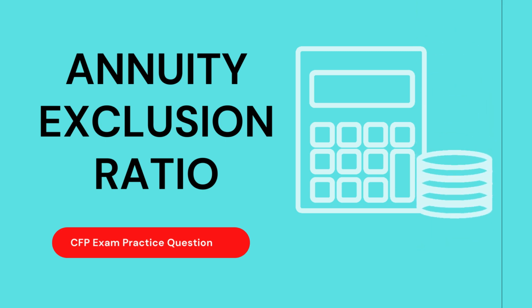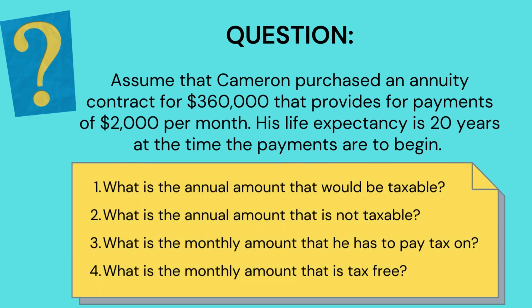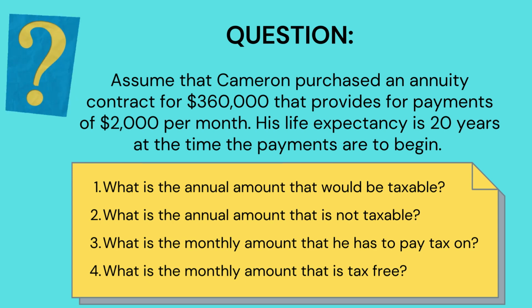So today's topic is the annuity exclusion ratio. This used to give me a lot of trouble, and I just found a much simpler way to do it. So, broadly, all I do is take the lump sum that the individual gives to the insurance company, and I divide that by the number of years that the annuity is for.